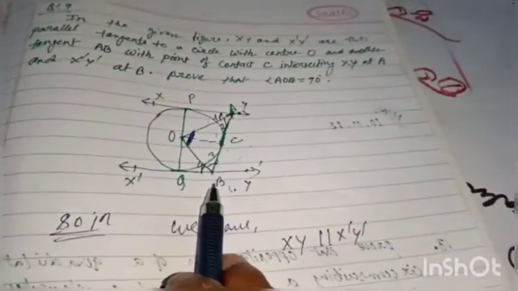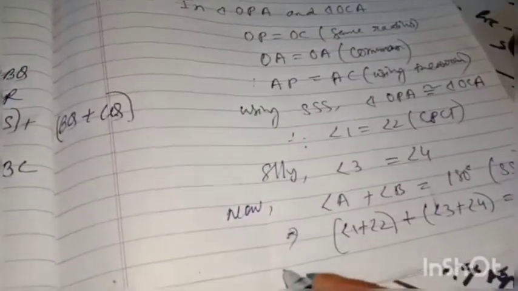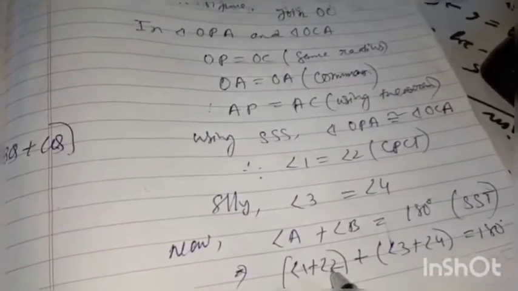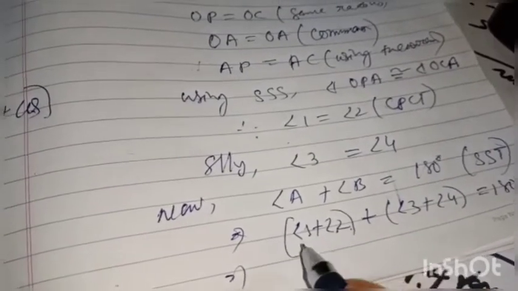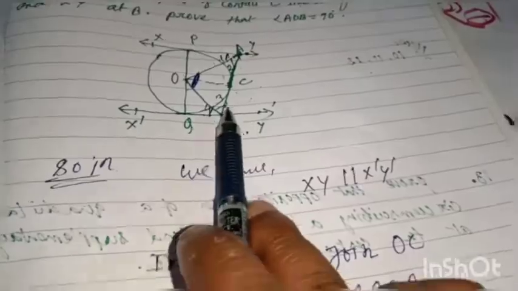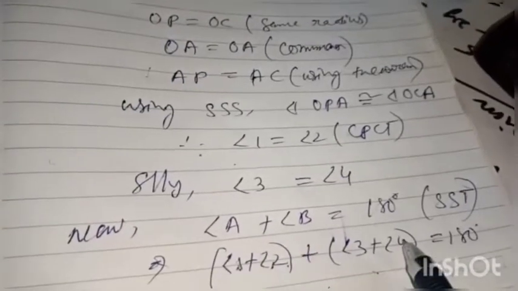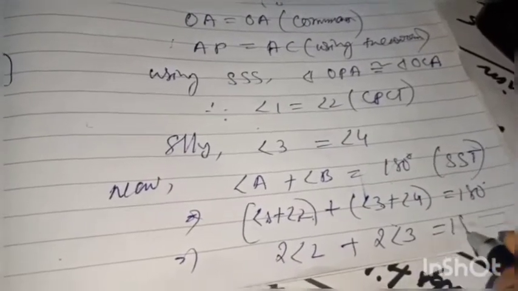Understood? Okay. Now you can write, see, angle 1 and angle 2 are equal or not? So in the place of angle 1 you can write angle 2, or not? You can write. So if you write angle 2 here in the place of angle 1, then angle 2 plus angle 2, twice angle 2. Similarly, angle 3 and angle 4 are equal. If you write angle 3 in the place of 4, then angle 3 plus angle 3, twice angle 3. What is left? 180 degrees. What do you get?